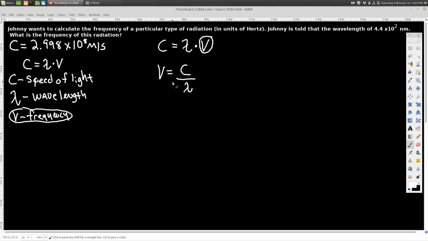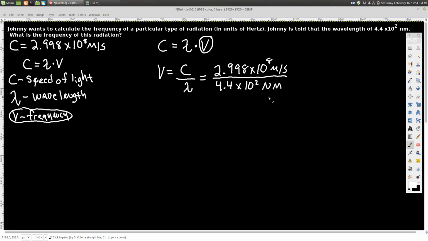Now we need to plug in our known values and our constants into this equation, since we're solving for V. Speed of light is 2.998 times 10 to the 8th meters per second, divided by wavelength, and the wavelength is 4.4 times 10 to the second nanometers.